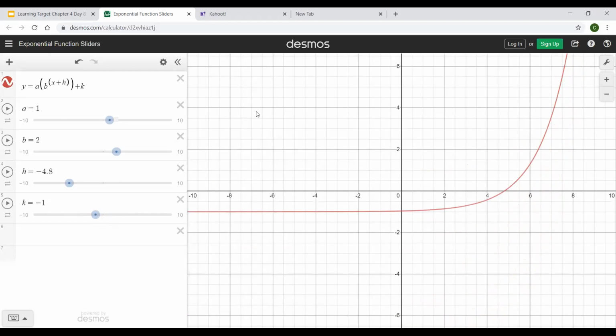So these special little numbers that go in here for H and K are manipulating your graph in certain ways. So K would be what shift? Vertical. In the opposing direction or in the true direction?